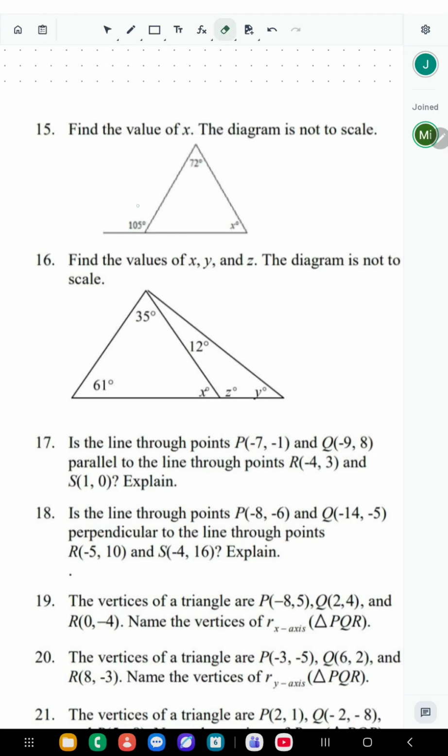So that means this angle here is 180 minus 105. So what is that? This one is 180 degrees minus 105 degrees. Okay, so that's 75.